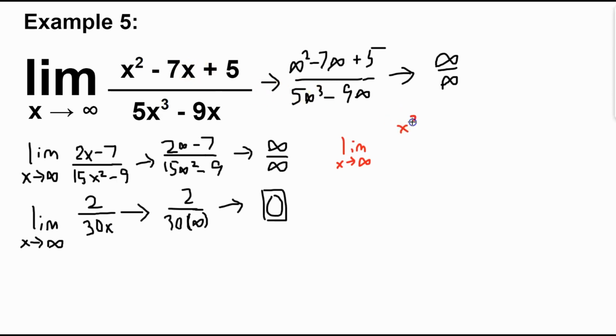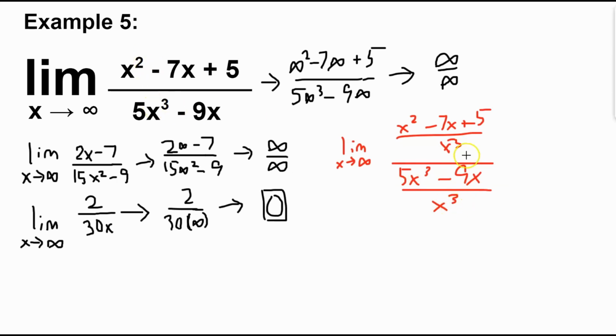So I'm just going to do that real quick. The highest power in the denominator is x cubed. And then for the denominator, the same ordeal: 5x cubed minus 9x all over x cubed. Remember, it's the highest power in the denominator, which is x cubed.